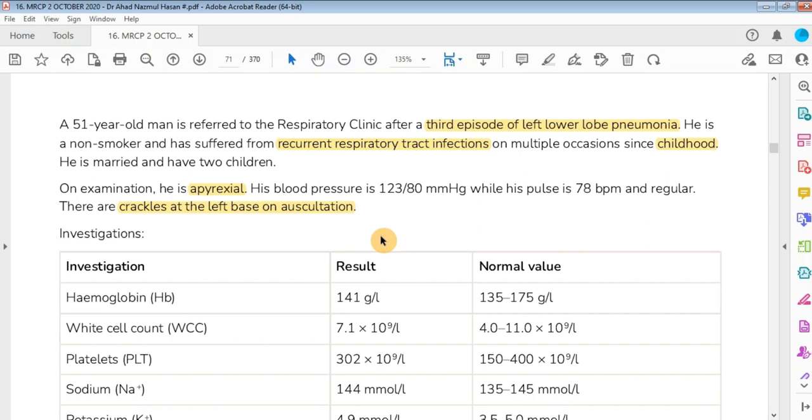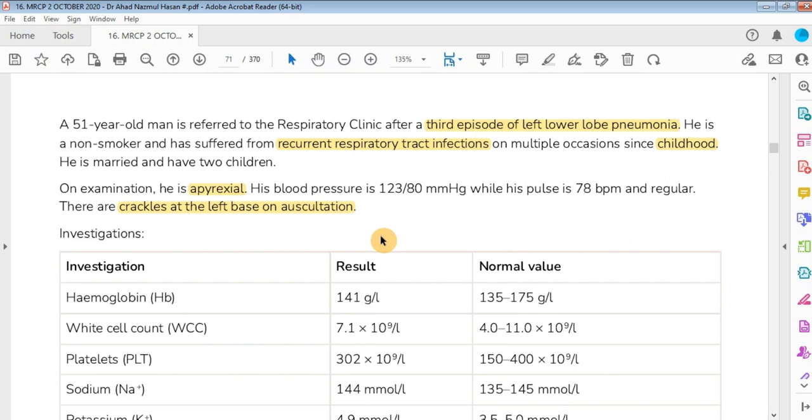A 51-year-old male is referred to respiratory clinic after a third episode of left lower lobe pneumonia. He is a non-smoker and has suffered from recurrent respiratory tract infection on multiple occasions since childhood. He is married and has two children.